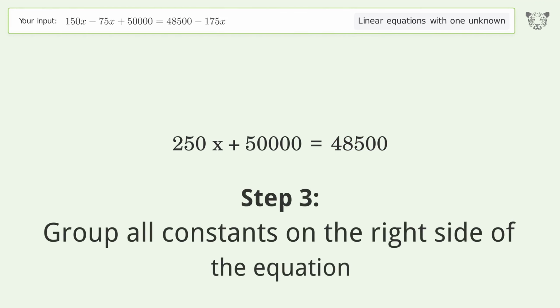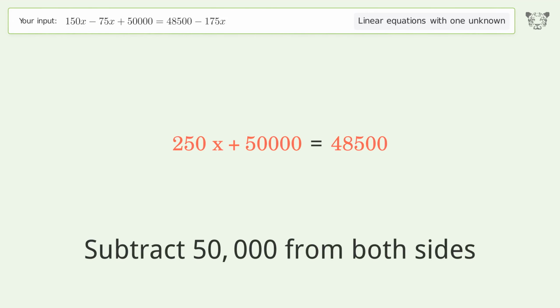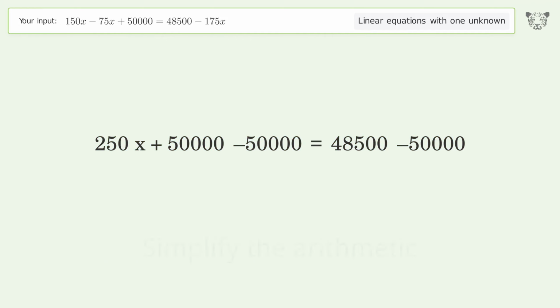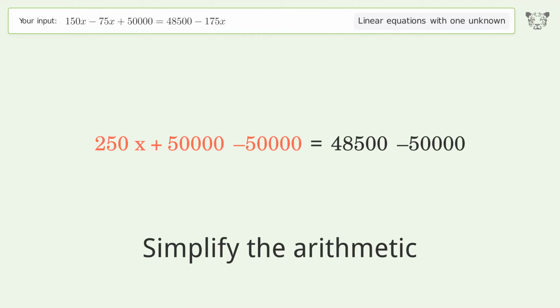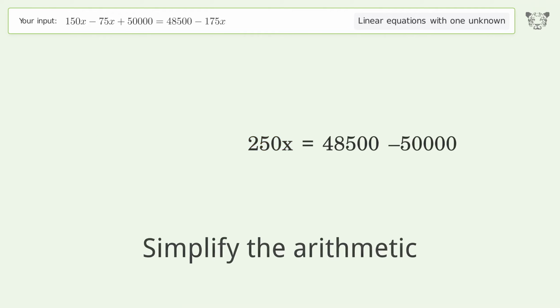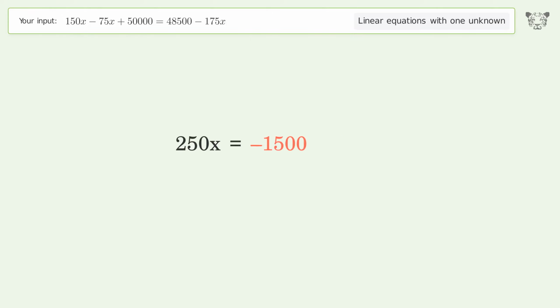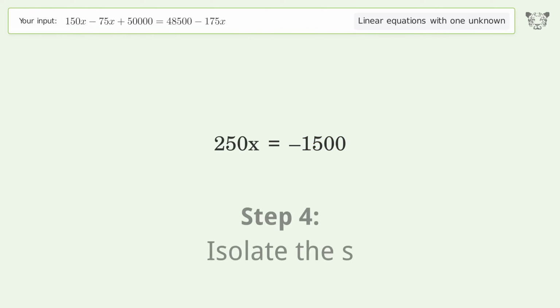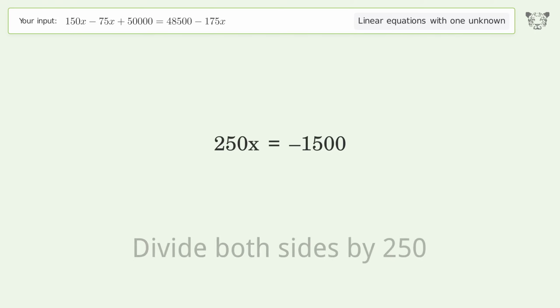Group all constants on the right side of the equation. Subtract 50,000 from both sides. Simplify the arithmetic. Isolate the x. Divide both sides by 250.